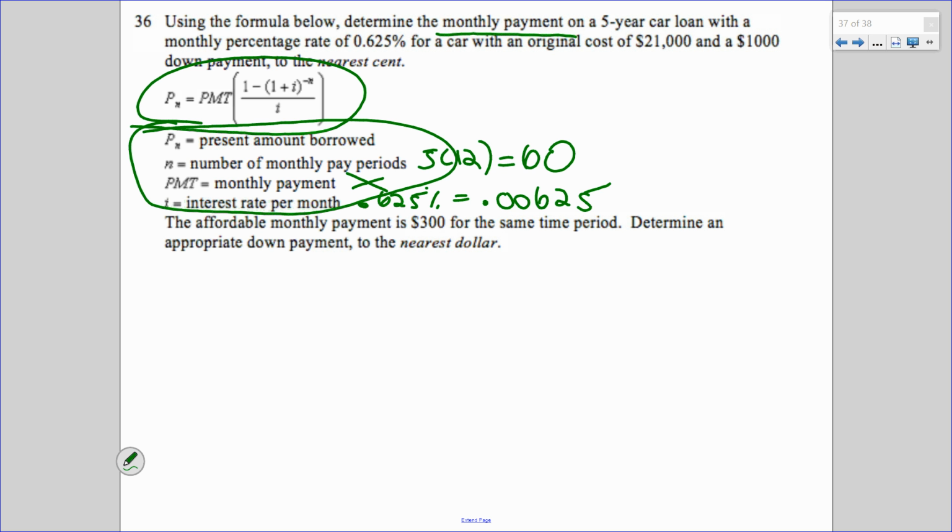The car cost $21,000 with a $1,000 down payment. So what that means is you have to determine how much the loan is for. If you're paying $1,000, you're subtracting $1,000 off, and you're coming up with $20,000. That's how much you're borrowing.